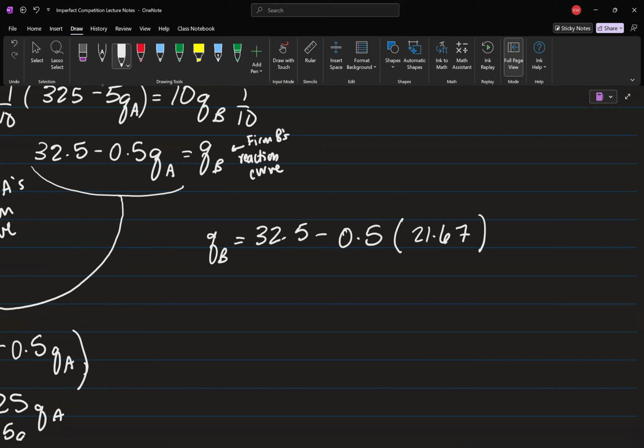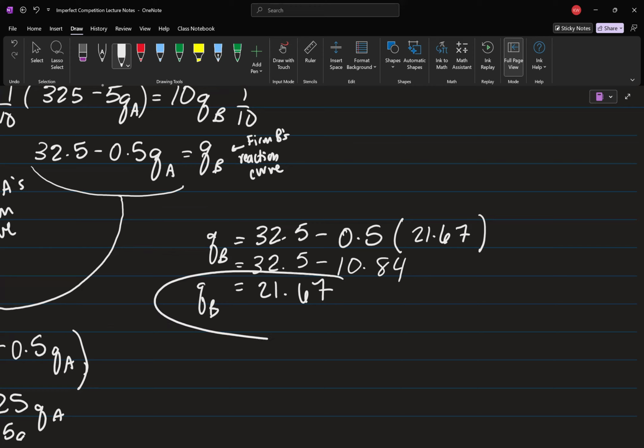Simplifying, we're going to have this negative 0.5 multiplied by 21.67 first. That's going to give us 32.5 minus 10.84. Doing that subtraction is going to give us 21.67. So we can see that they're each producing the same amount. And for quantity from B, I'm also, of course, rounding to the nearest hundredth.